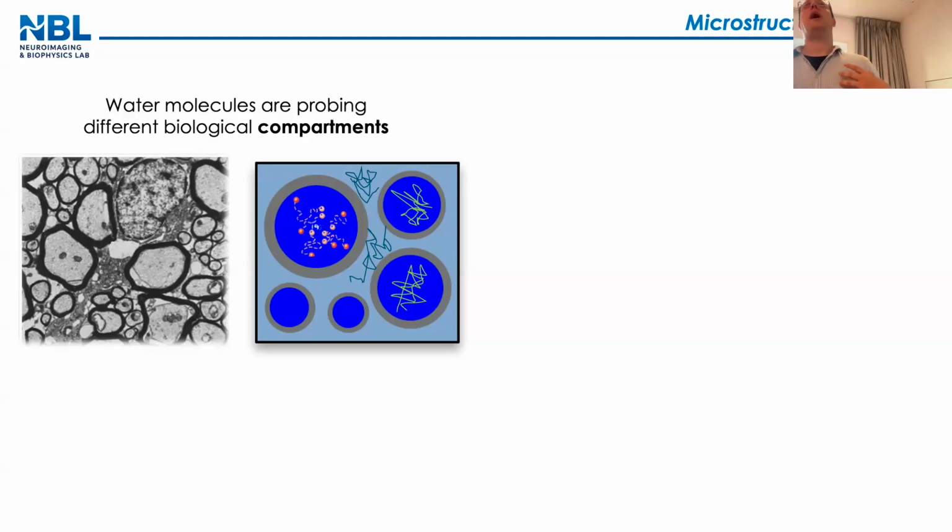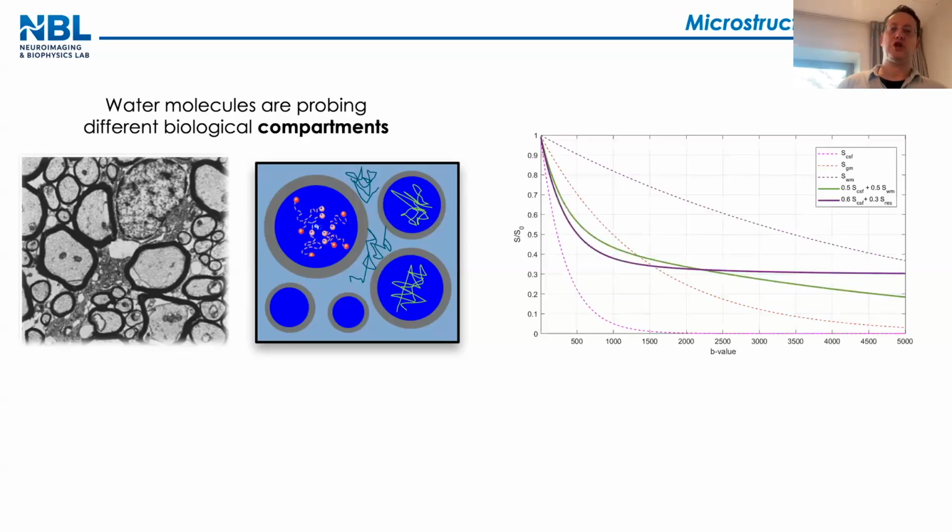So one of the attempts of microstructure imaging is to develop models that can be specific to some biological characteristic. I'm not saying they're perfect. They're doing great, but they're not perfect. But it is a good improvement compared to a more general description. Okay. So why do we need multishell?